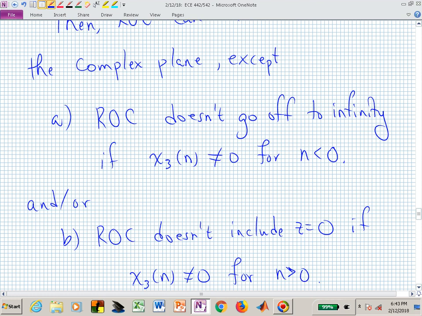How many patterns did we talk about, main patterns? 3. We had one that was void in the center and unbounded. We had its complement, which was a disk. And what did the time sequence look like for the disk? It was anti-causal, wasn't it? And then we had the donut, or the annular.